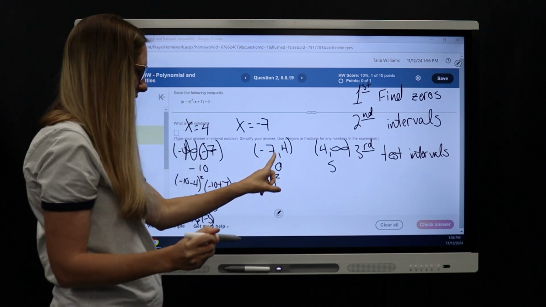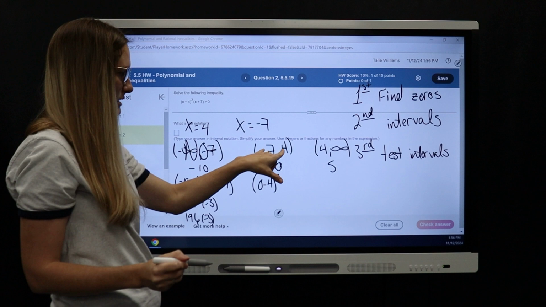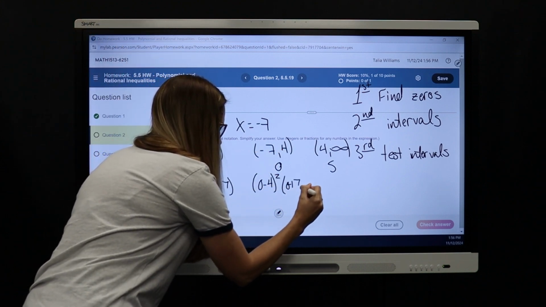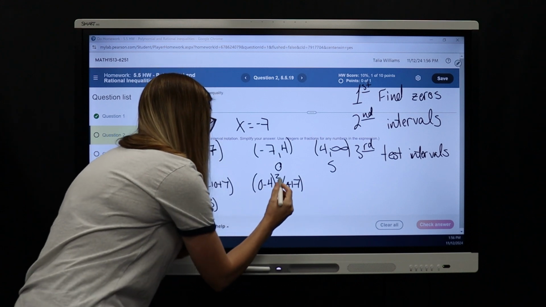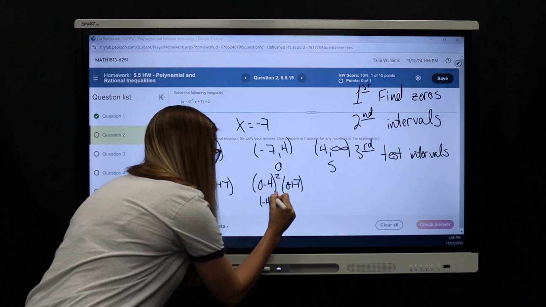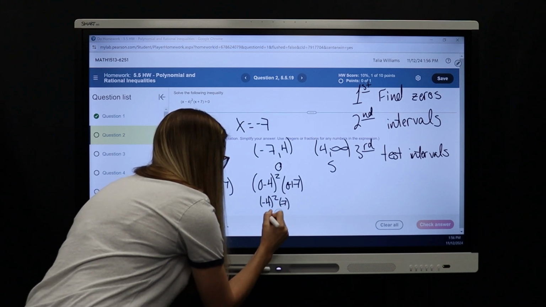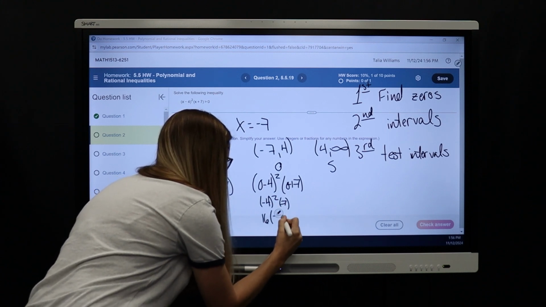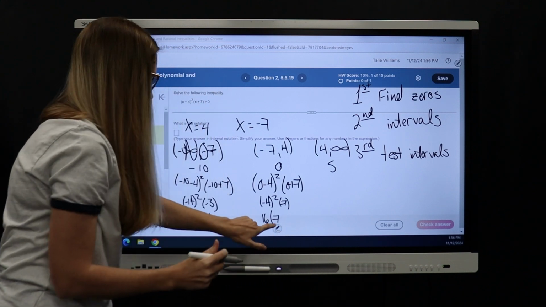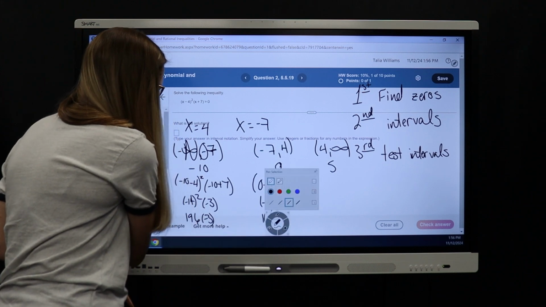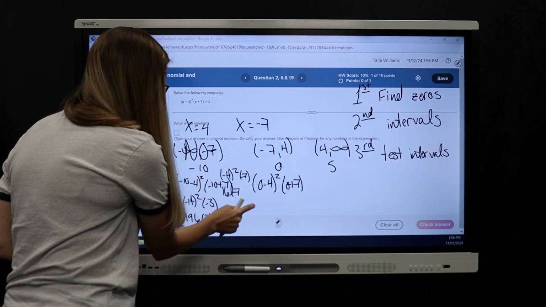Then we'll do this one, 0, subtract 4 squared. So now I'm testing my second one with this test number that is in between this interval. 0 plus 7, and then 0 subtract 4 would be negative 4 squared, and this would be 7. Negative 4 squared is a positive, so 16 times 7. I don't know what that number is, but I know a positive number times a positive number.